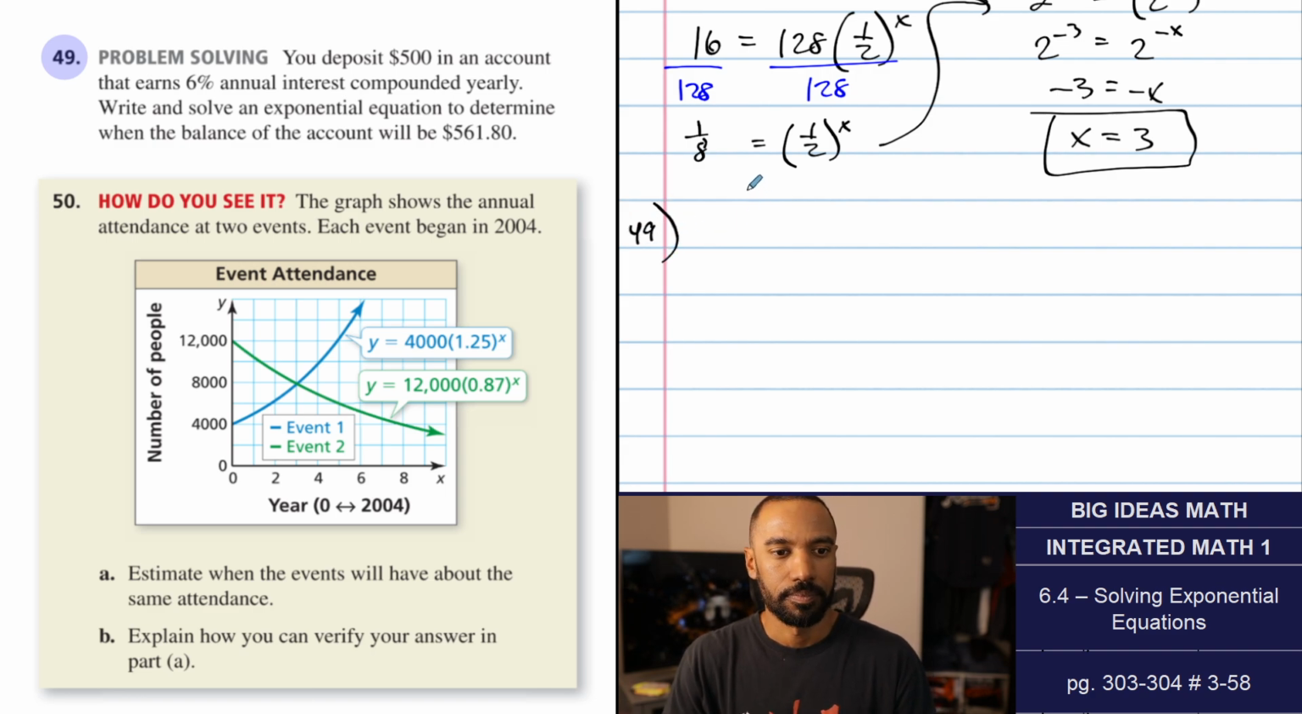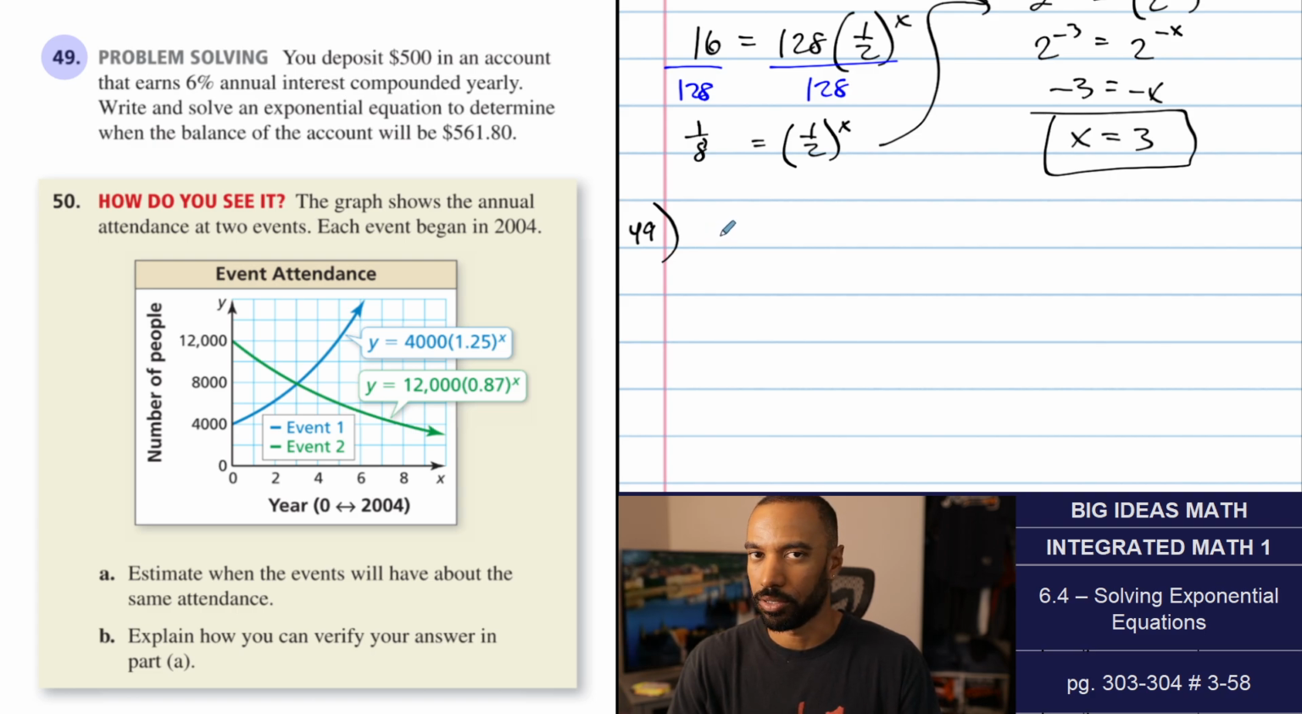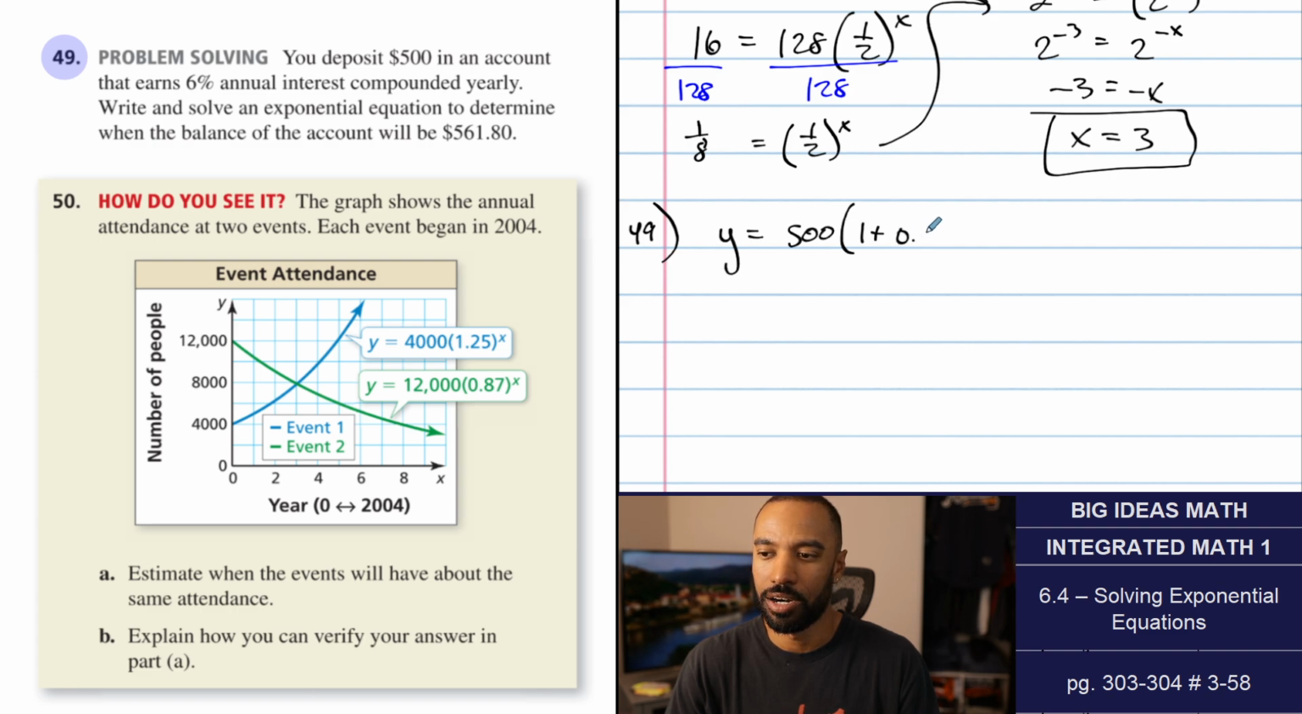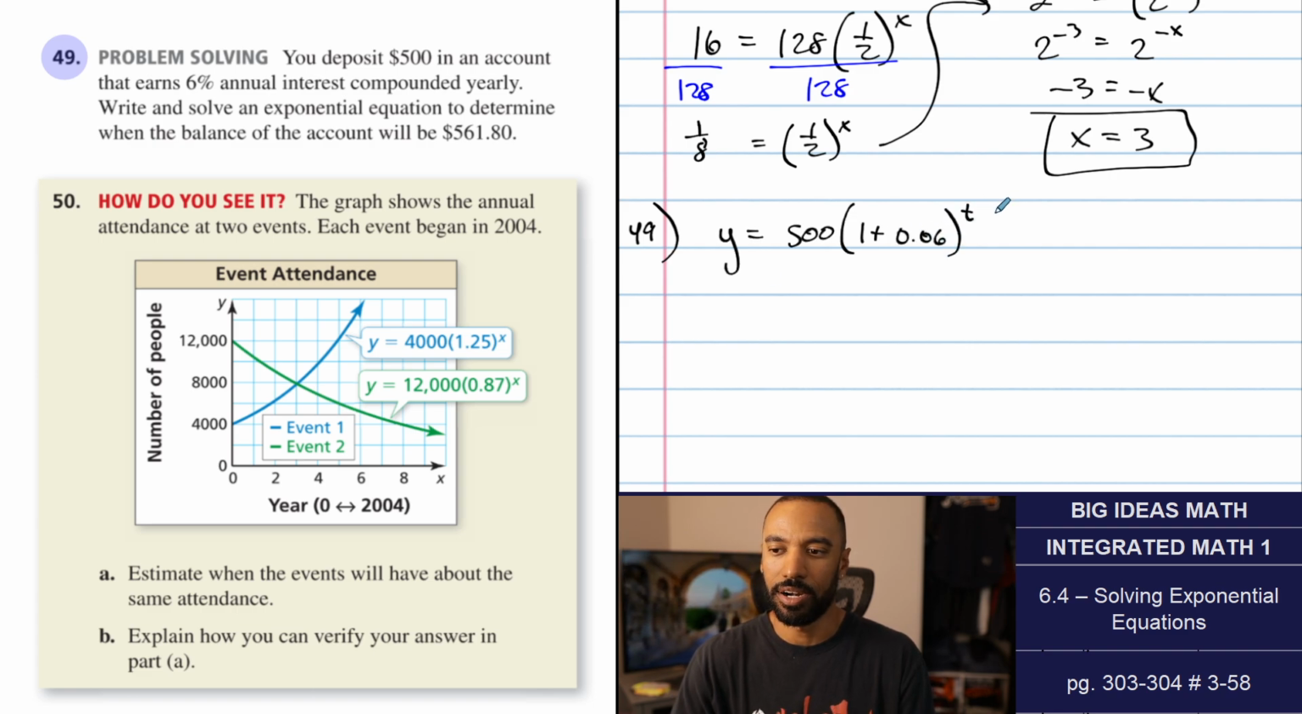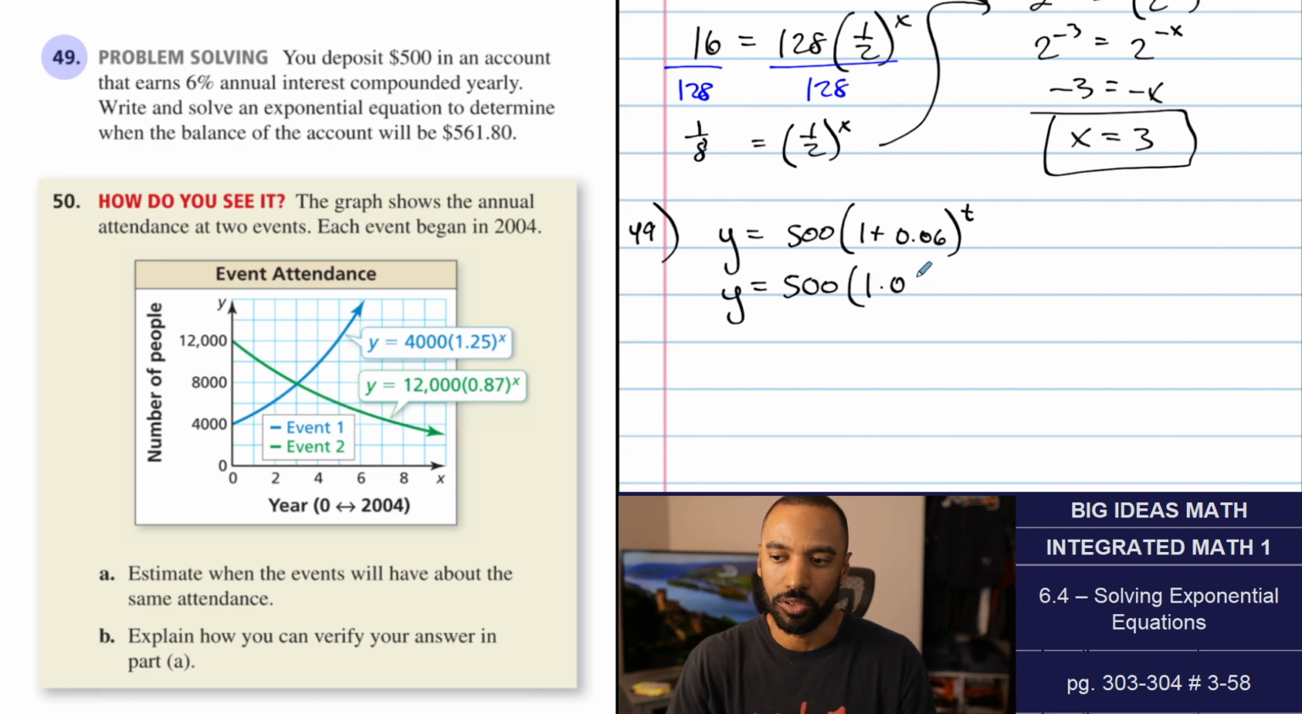Number 49. You deposit $500 in an account that earns 6% annual interest compounded yearly. Sounds like something we did in section 6.2. Write and solve an exponential equation to determine when the balance of the account will be $561.80. So let's come up with an equation there. Y equals A times its interest, so 1 plus r to the t power, and it's yearly. There's no quarterly compounded or anything like that. So our equation is going to look like this, and I'll write to the t power here, the when.